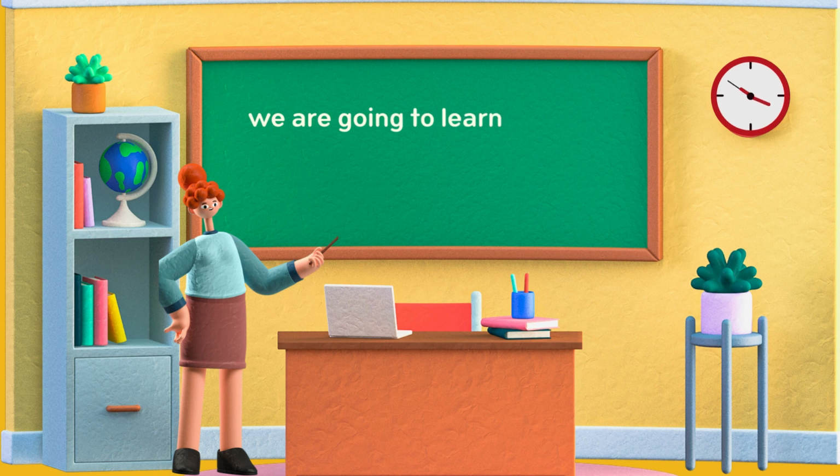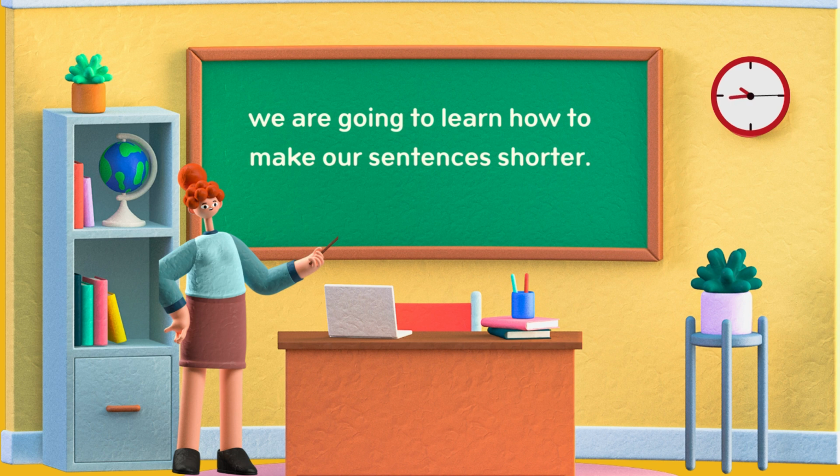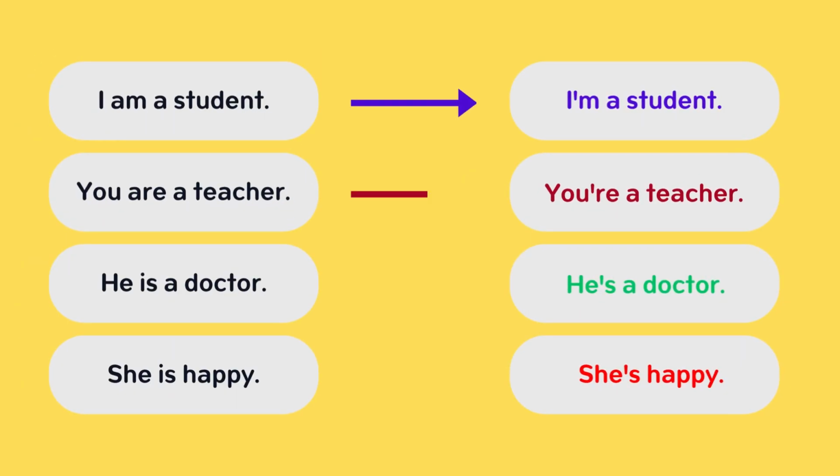Now that we have learned how to make affirmative and negative sentences with be verbs, I want to talk about contraction. What is a contraction? Contraction means to make our sentences shorter. Easy peasy. Let's see what we mean by contraction on the screen.